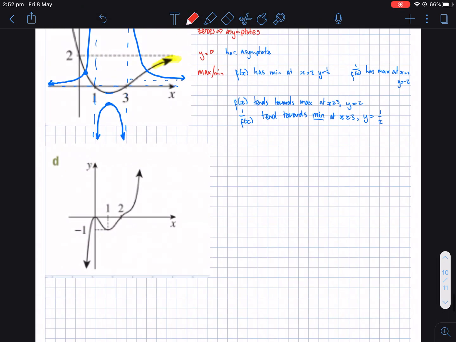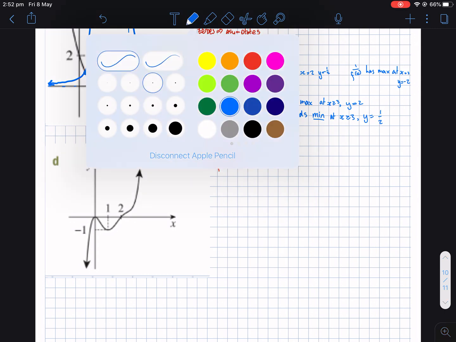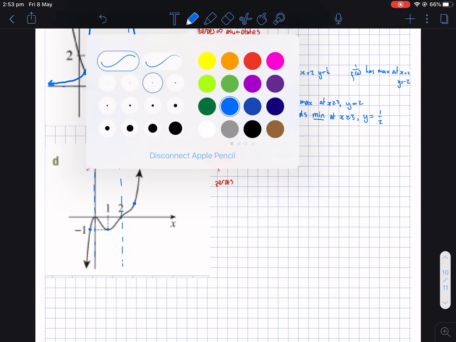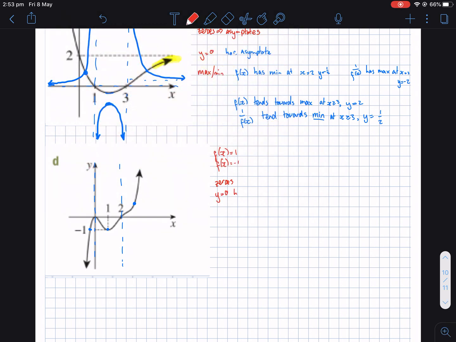All right, let's do f of x equals 1 or minus 1. We're going to be at the same points. So we're going to go through these 3 points. Okay, now let's look at zeros. We're going to have asymptotes there and there. Y equals 0 horizontal asymptote.